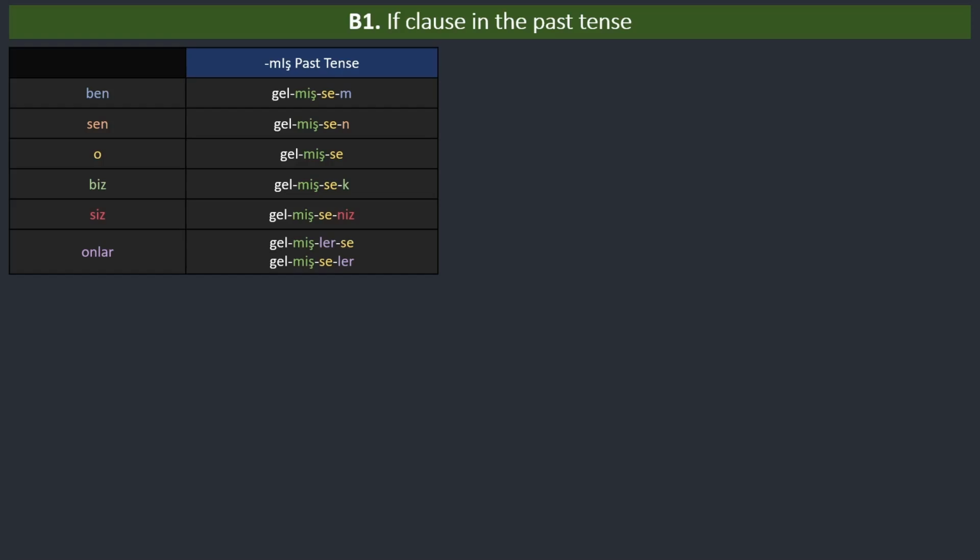So mış tense works that way, and if clause with mış tense also works that way. Like if my mom, annem yemek yapmışsa, hadi yemek yiyelim. If my mom cooked food, let's eat food. Annem yemek yapmışsa, hadi yemek yiyelim. So I don't know whether or not she did. That's why I'm using mış.